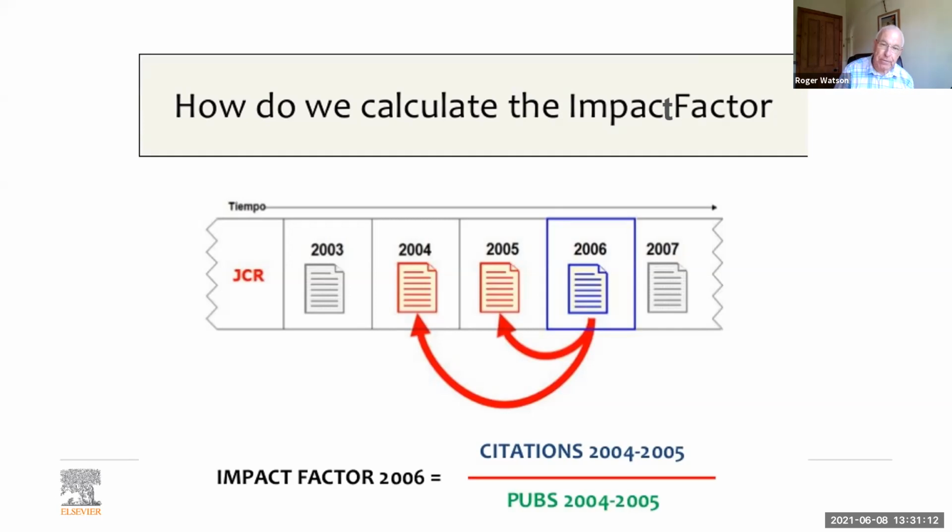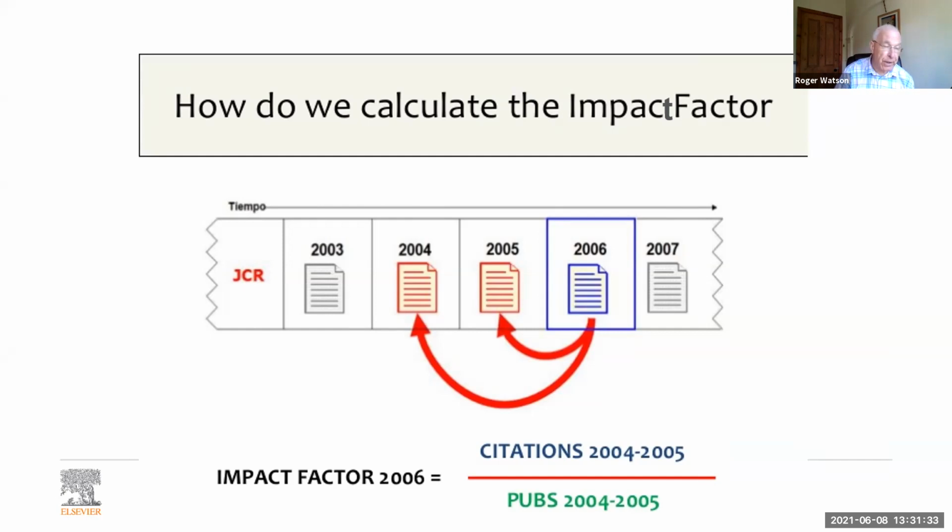The impact factor for any particular year refers to citations in that year to articles published in the previous 2 years. So you add up the citations in that year and divide it by the number of articles published in the previous 2 years, and that gives you the impact factor.